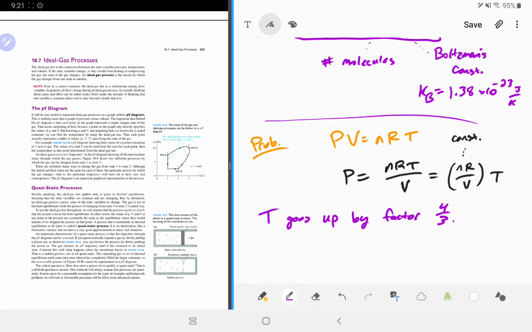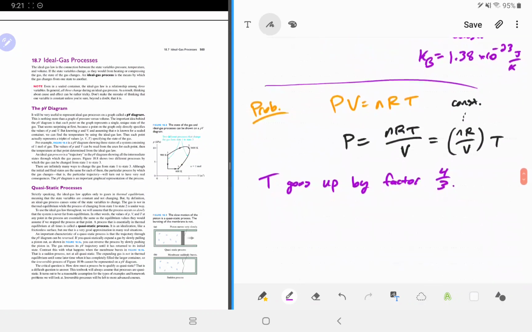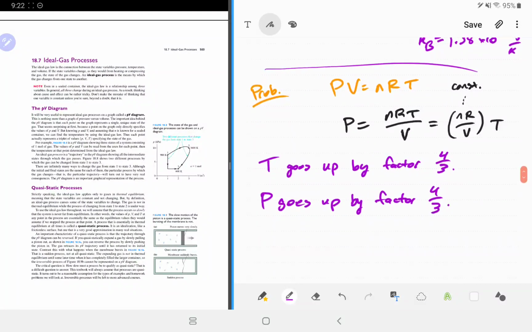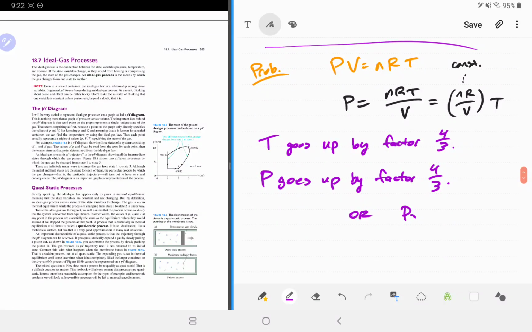So if the temperature goes up, because P is linearly proportional to T, that means P goes up by a factor of 4/3. So this is one way of writing the answer, or you could write P final is equal to 4/3 times P initial. There's a whole bunch of ways you could write it. That's probably the most succinct. Let's leave it like that.